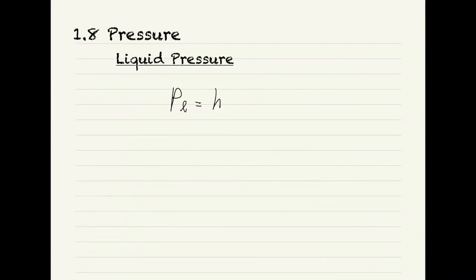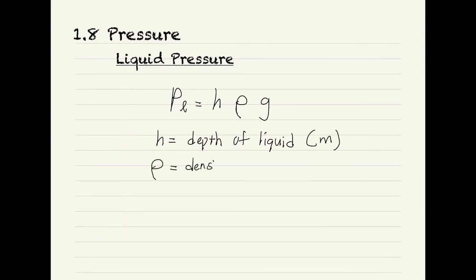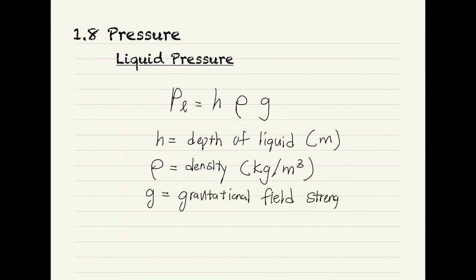PL equal to h rho g. h is depth of liquid. Unit is meter. Rho is density. Unit is kg per meter cube. g is gravitational field strength. Newton per kg. PL is liquid pressure with the unit Pascal.